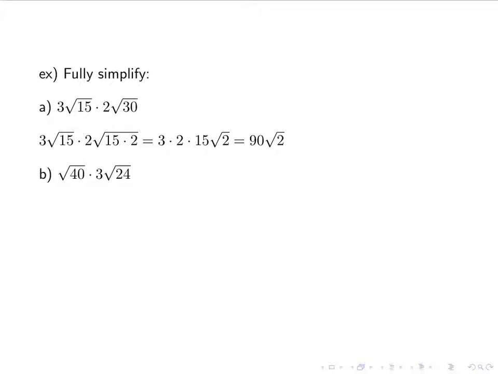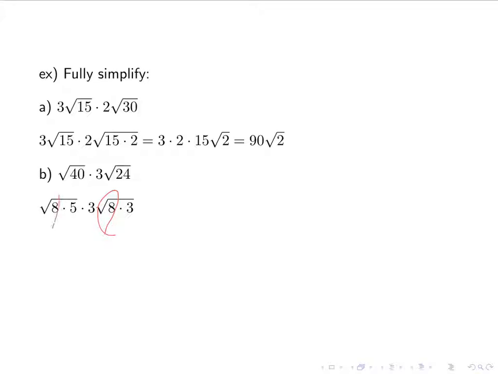Let's try another one. 40 times 3 times root 24. So again, I don't want to multiply 40 by 24. That's going to give me something that's way too big. But instead, I'm going to notice that they both have an 8 in common. So I'm going to factor 40 as 8 times 5 and factor 24 as 8 times 3.